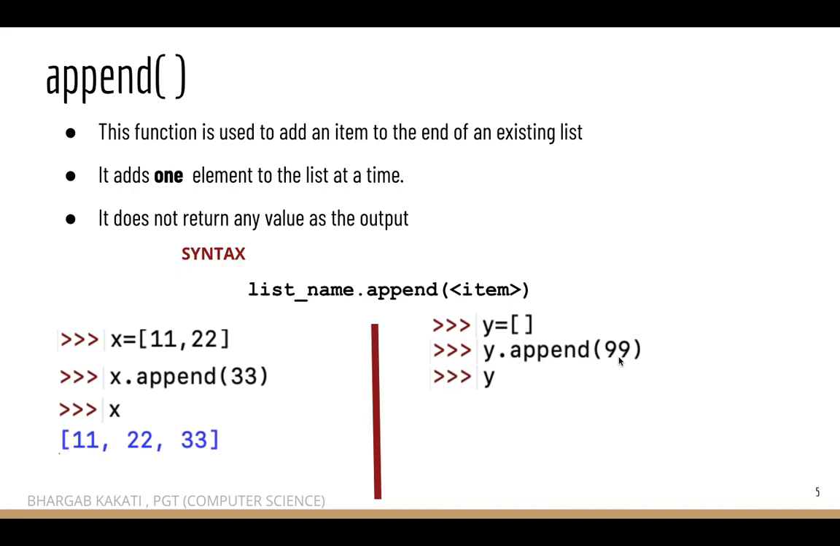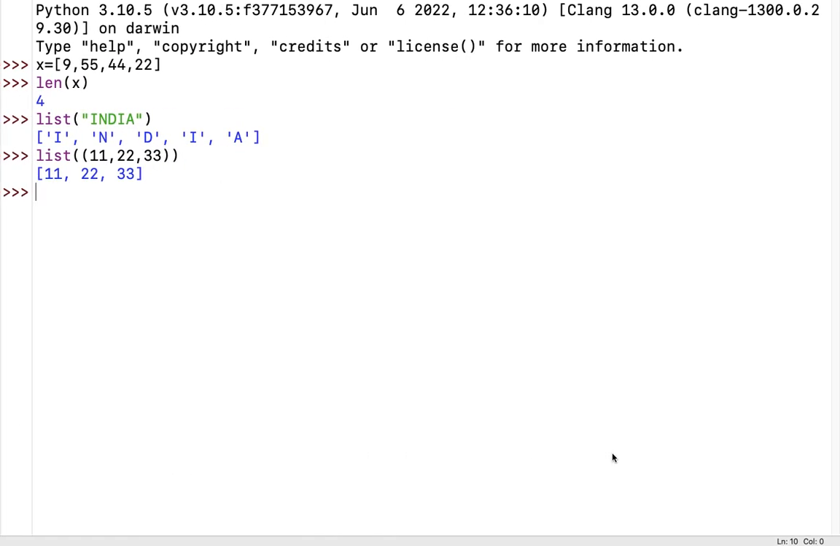So as I press Y again, I'll see the updated list. Let's say I want to add one more element called Raj after 99. Then again I'll use the same syntax, list name, that is Y dot append Raj. So if I want to see the updated list, again I'll press Y and then I'll get the updated list. Let's try to see it with the help of an example.